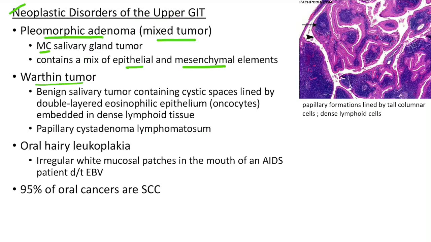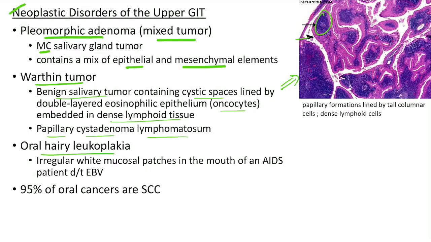Now let us see about Warthin tumor. It is benign salivary tumor containing cystic spaces lined by double-layered eosinophilic epithelium, which are the oncocytes embedded in dense lymphoid tissue. Warthin tumor is also known as papillary cystadenoma lymphomatosum. This picture shows histopathology of Warthin tumor. This is the papillary formation which is lined by tall columnar cell, and these are the dense lymphoid cells.